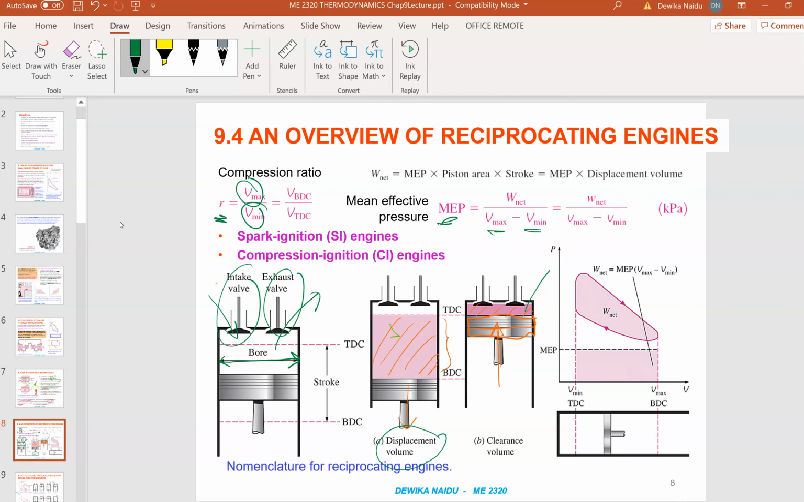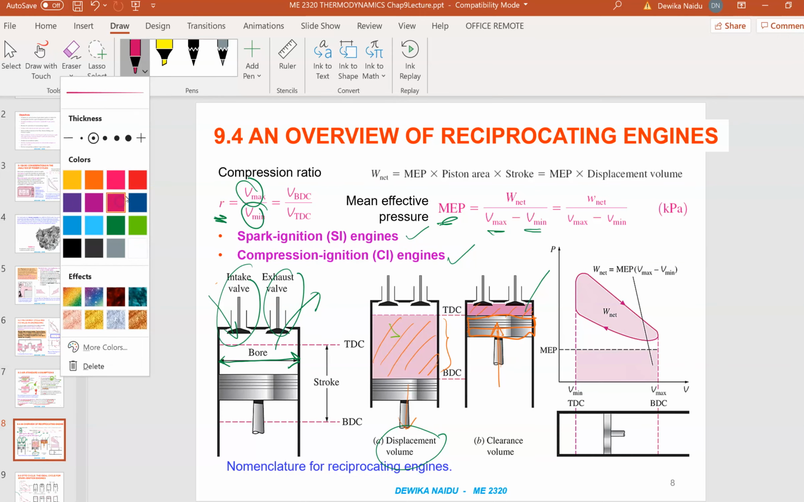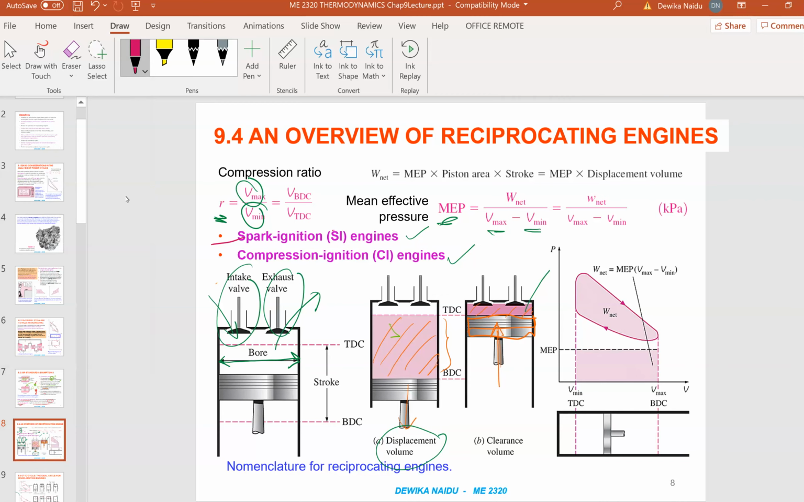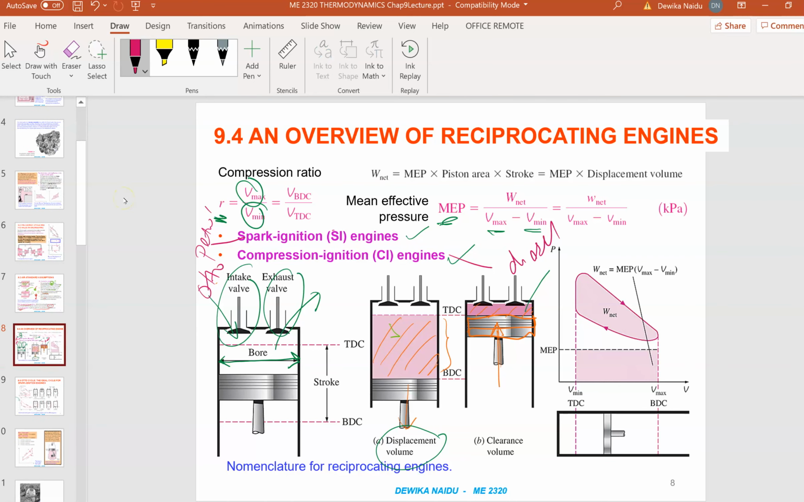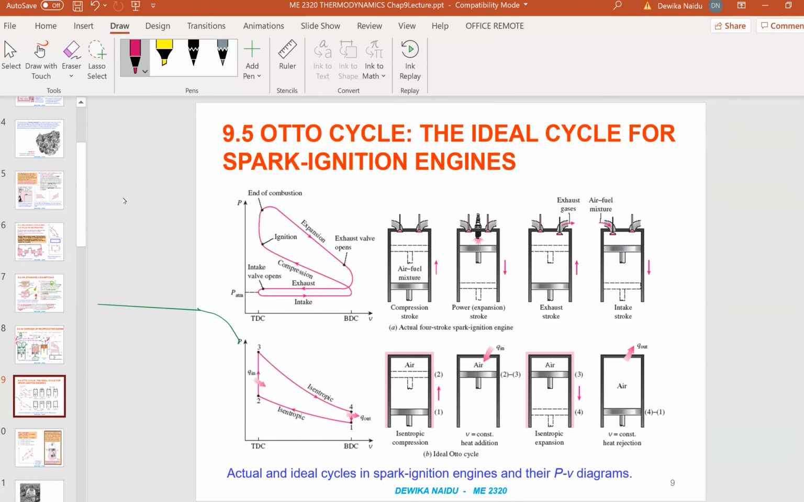And then we have two types of reciprocating engines. One is the spark ignition engine and another one is the compression ignition engine. In layman's language, what is the spark ignition? This is the petrol engine, or we call it the Otto. Whereas this one is the diesel engine. So we're going to go into both. Both are within our syllabus. So the first thing is the Otto cycle.